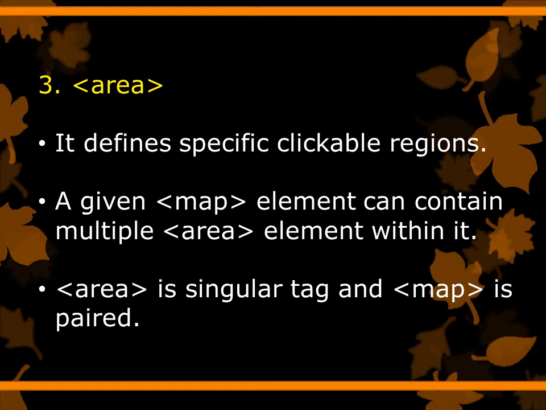Then area is a singular tag and map is paired. So once we open this area tag, it is a singular tag. Singular tag means there is no closing tag for this area tag, and map is a paired tag, which means when we open the map tag there is also a closing tag for the map.